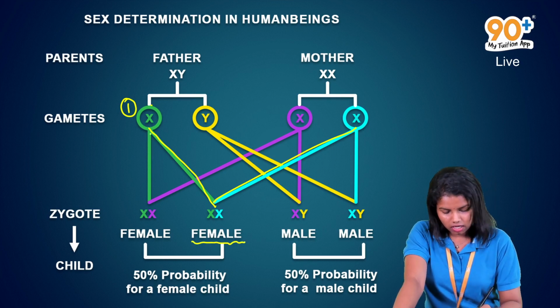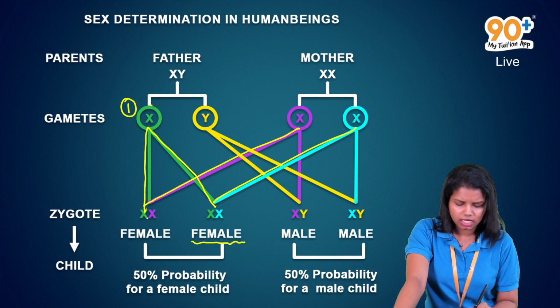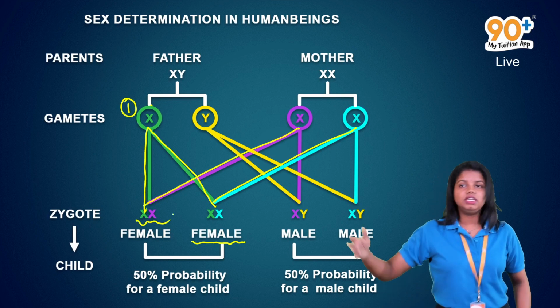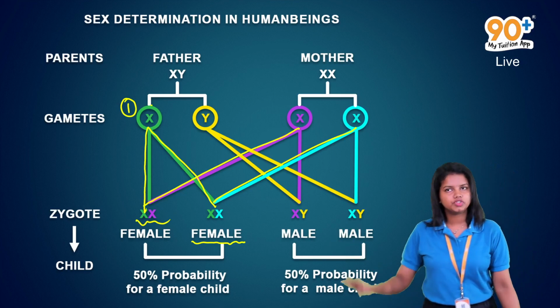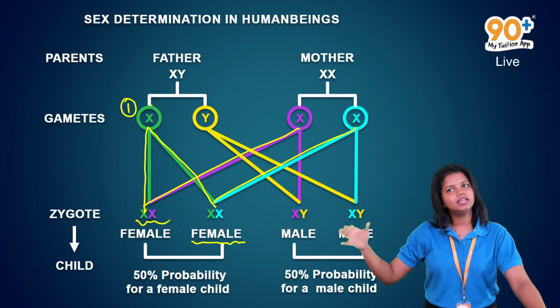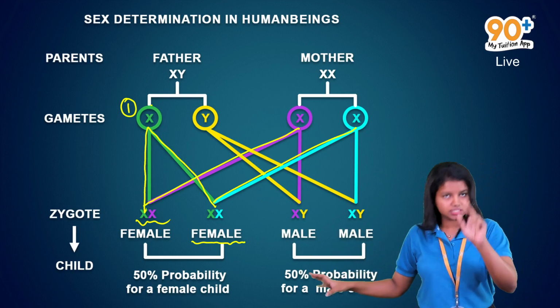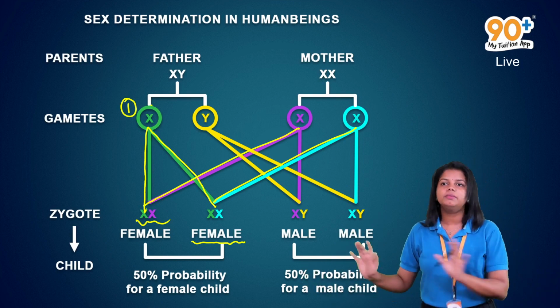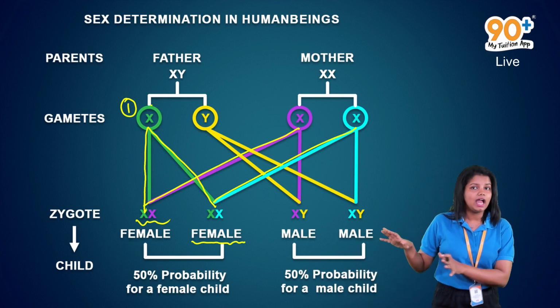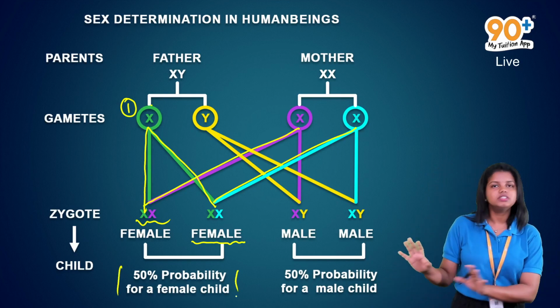If this X is getting fused with another X of the mother, then again a female child will be born. So if the father's X sperm is fusing with the egg, then a female child will be born. If the father contributed his X to the baby, then the baby is going to be female. So the chance of having a female is 50%. Out of 100 it is 50%.